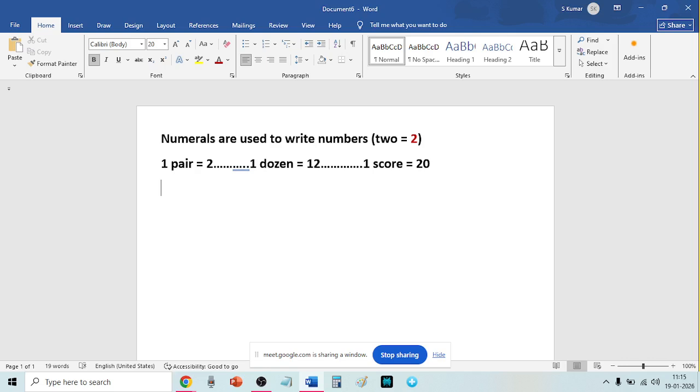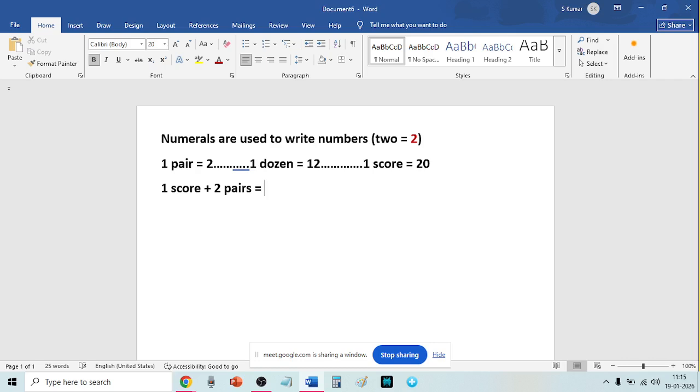So, how much would be 1 score plus 2 pairs? How much would that be? 1 score plus 2 pairs. How many would that be? Alright, that would be 22. 22. Very good.